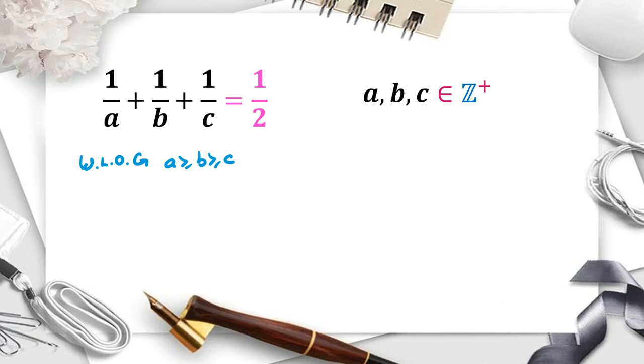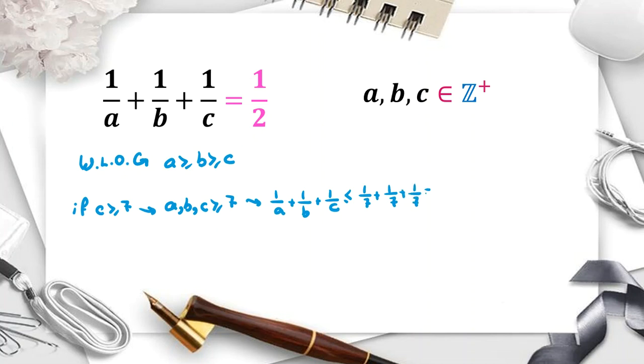So let's check. If c is, for example, at least 7, and because c is the minimum one, we can conclude a, b, c are at least 7. So 1 over a plus 1 over b plus 1 over c is less than or equal to 1 over 7 plus 1 over 7 plus 1 over 7, which is 3 over 7. And we know 1 over a plus 1 over b plus 1 over c equals 1 over 2. So we conclude 1 over 2 is less than or equal to 3 over 7.